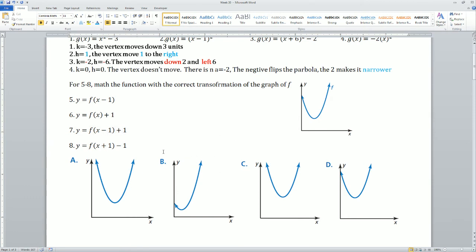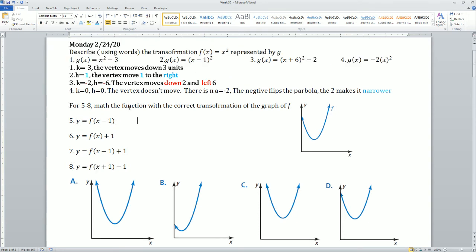For 5, 6, 7, and 8, it asks us to match these to the original function. What we did here is minus 1 in the parentheses, so the h here is 1 because when we write it, it's the opposite. H is equal to 1. That means the vertex moves 1 to the right. Which one is that? Oh, that makes it C. From here to here, it moves to the right.